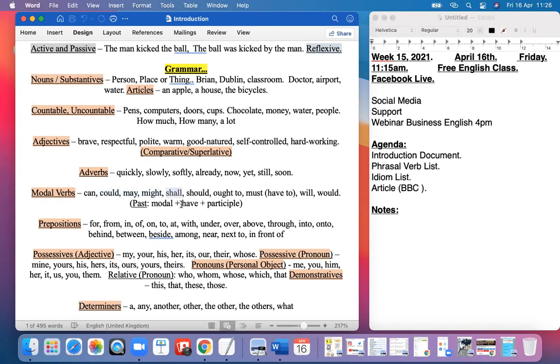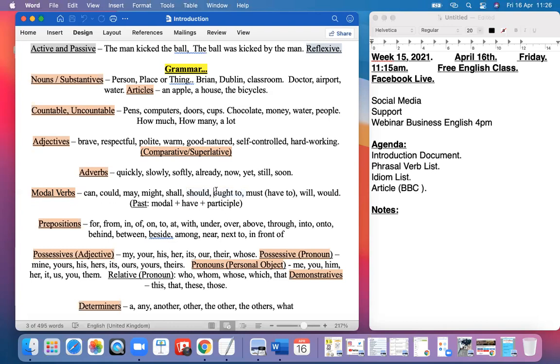Shall we watch the football? Shall we contact your friend? It's formal and the significance is will. Should and ought to are typical for situations for advice. I should go to my friend. I should watch the movie. It's a recommendation and for advice.